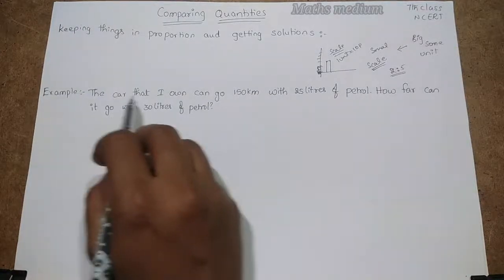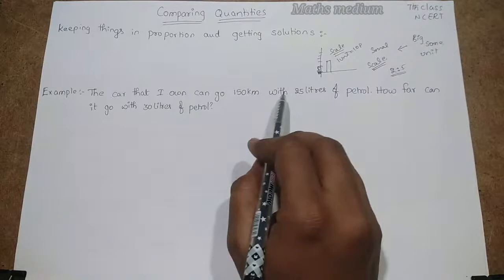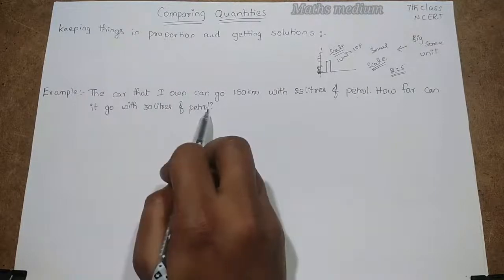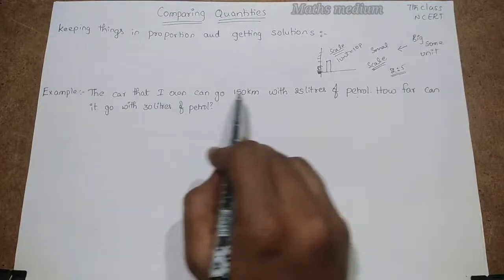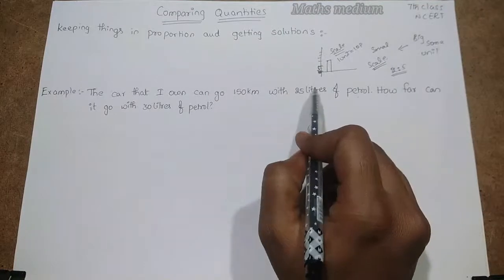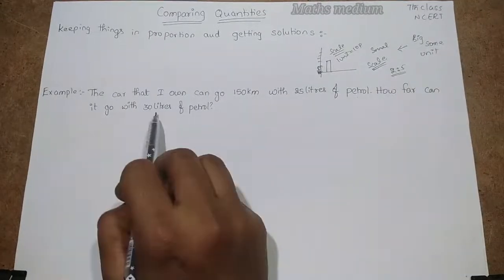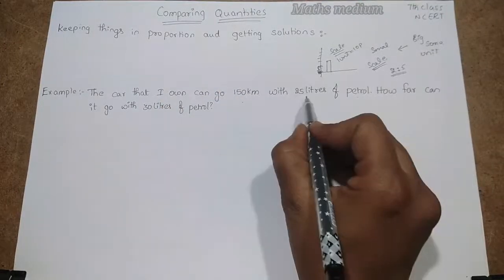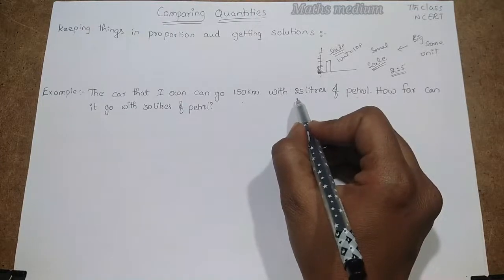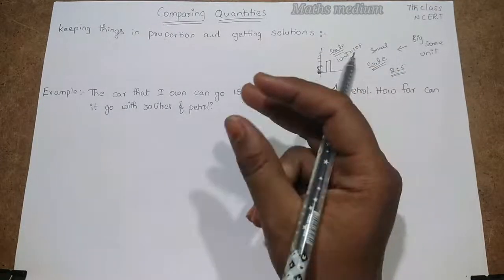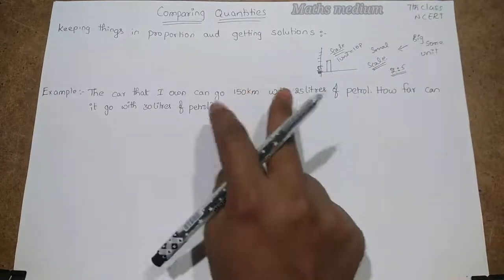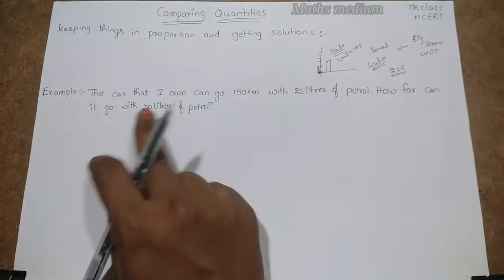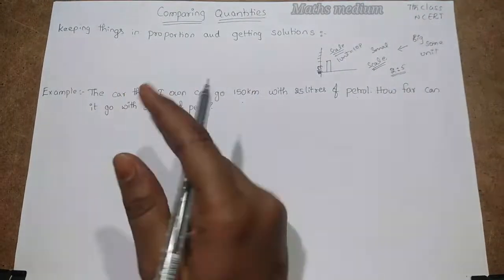The car that I own can go 150 kilometers with 25 liters of petrol. How far can it go with 30 liters of petrol? Here a car can go 150 kilometers with 25 liters of petrol. Then how far can it go with 30 liters of petrol? Here two things are given: one is distance and another one is liters. So we know that to compare two ratios, we don't need any units, right? So here we don't want any units, but we have to find how far it can go with 30 liters of petrol. Here are two methods. I will explain both methods.